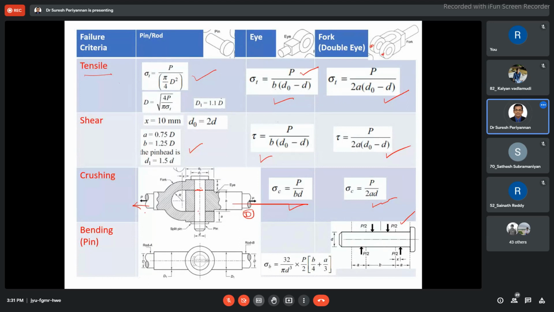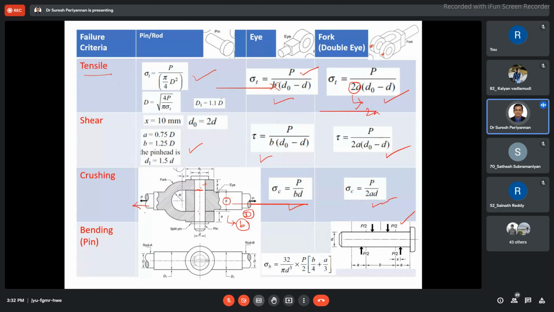Okay. Now, tensile failure of the fork. I mean, only this thing is changing. In the earlier case, we considered the thickness of the eye end. B is nothing but the thickness of the eye. Now, here also we are going to have a tensile failure of the fork, right? Hence, these two thicknesses are going to be involved instead of B. Hence, remove this B here and put 2A here.